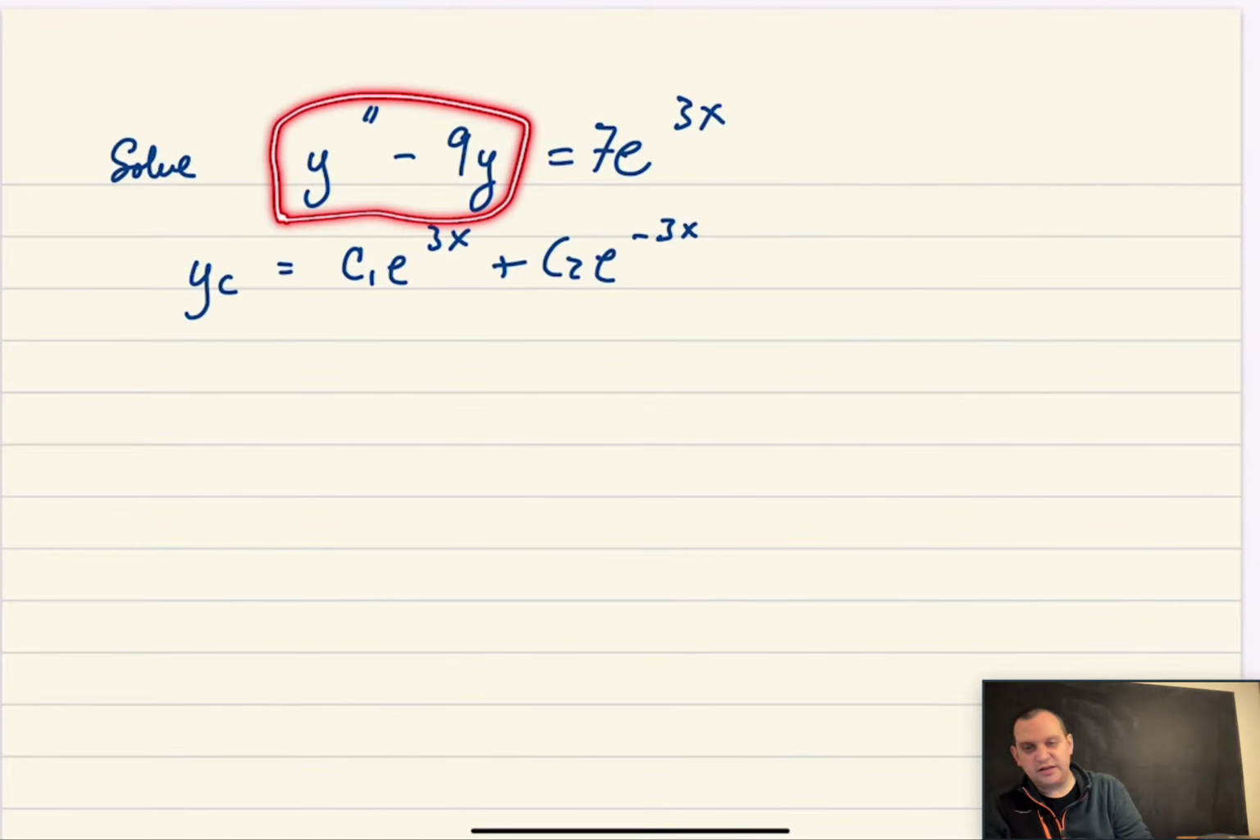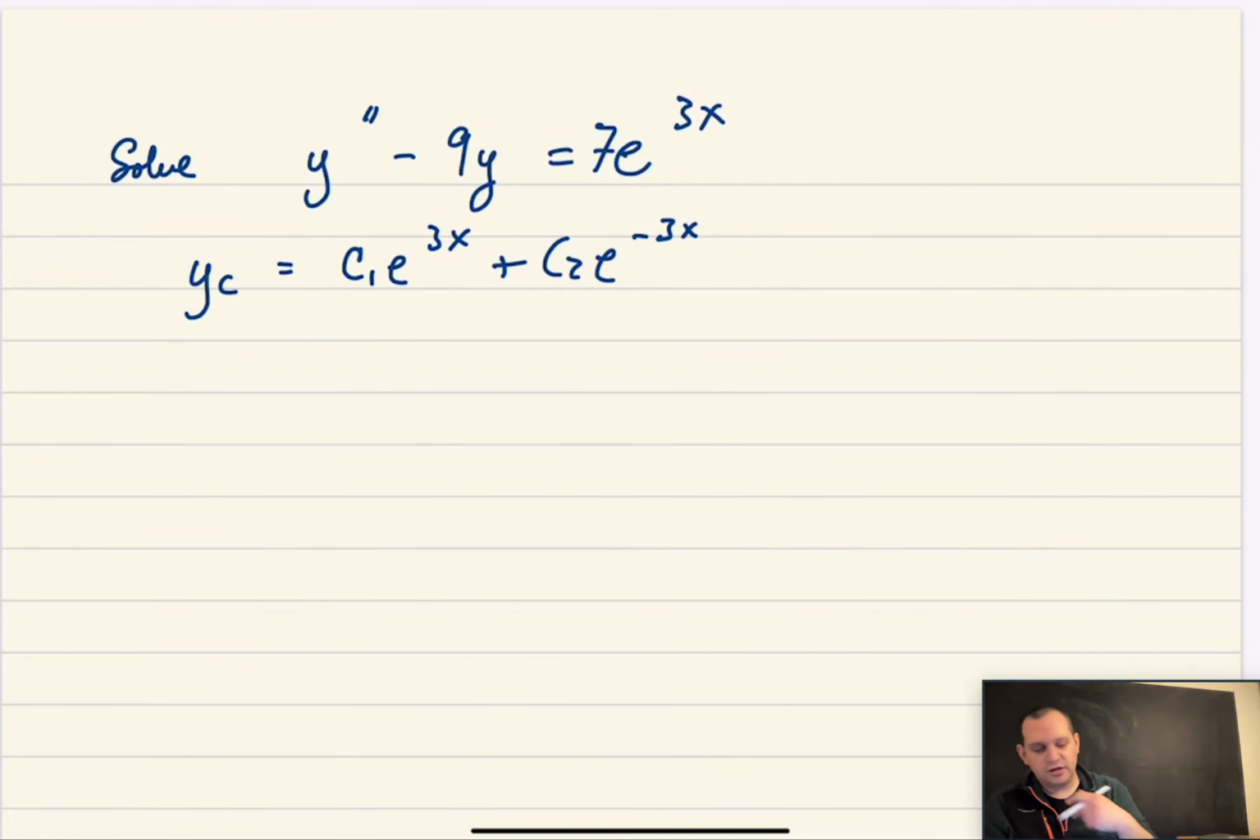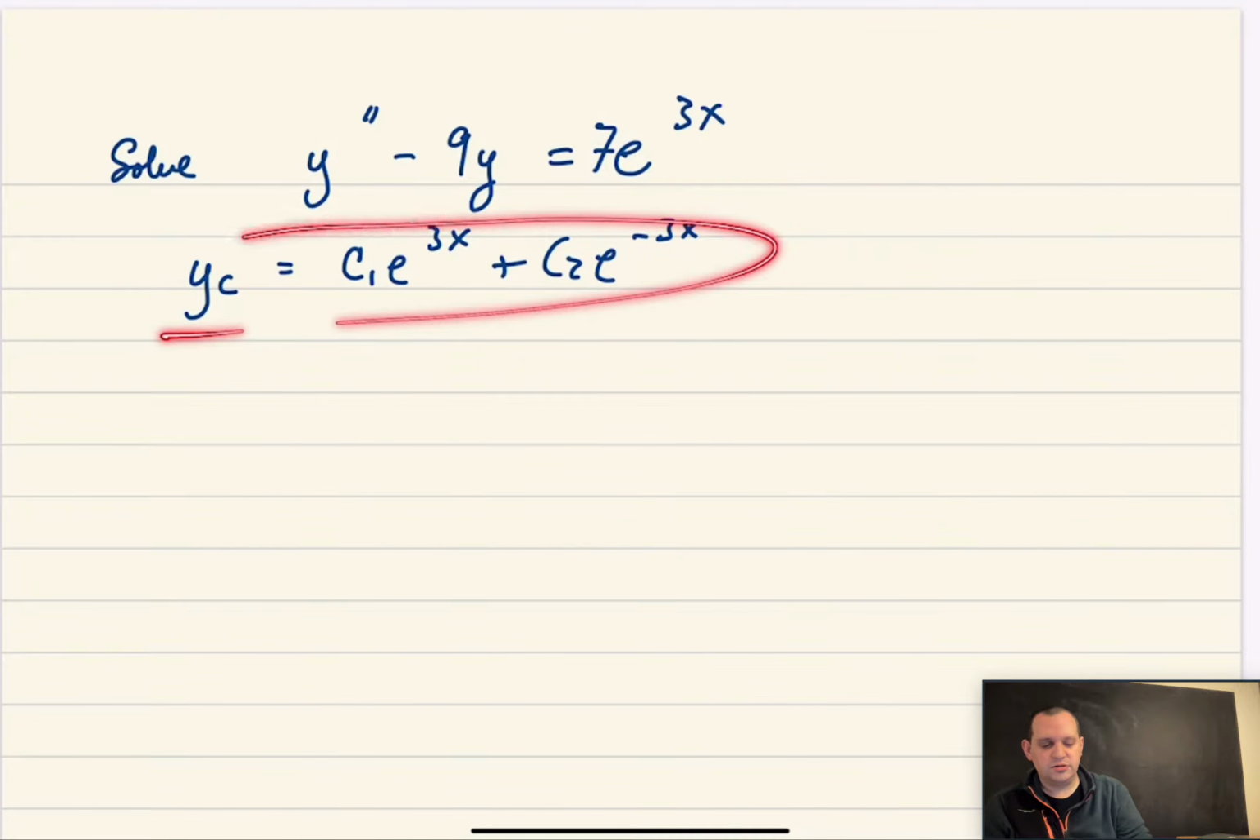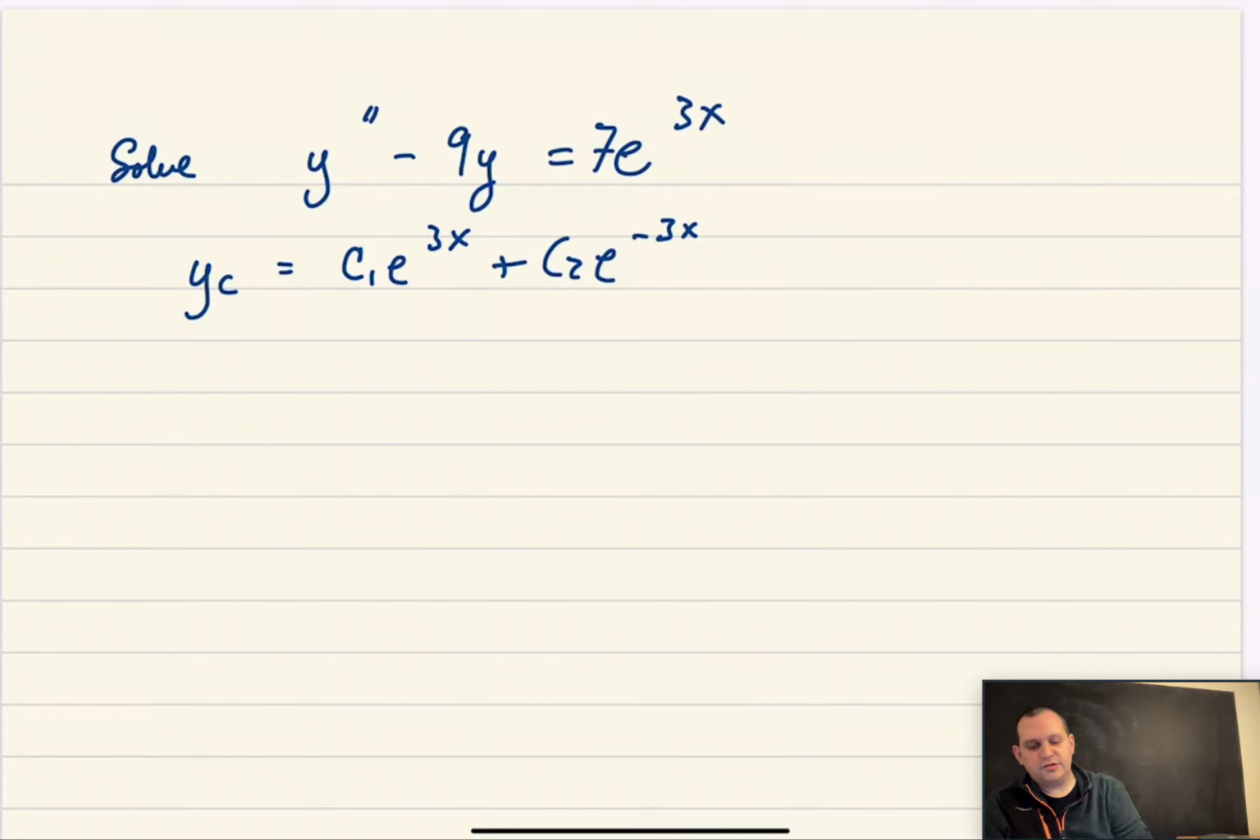If the right side is 0, then you're going to end up with the equation r squared minus 9 is 0, r is going to be plus or minus 3, and there's your solutions. Okay, and so that's the complementary solution.